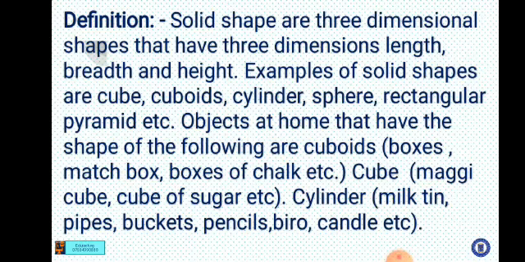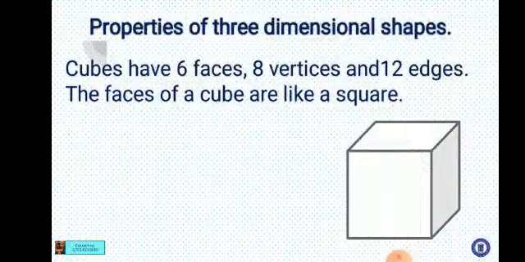Objects at home that have the shape of the following are: cuboid, boxes of clothes you have at home, matchbox, boxes of chalk, and so on. The objects that have the shape of cube are Maggi cube, that is the Maggi you use to cook in the house, cube of sugar, and so on. Then the objects that have the shape of cylinder are milk tin, pipes, buckets, pencils, biro, candle, and so on.